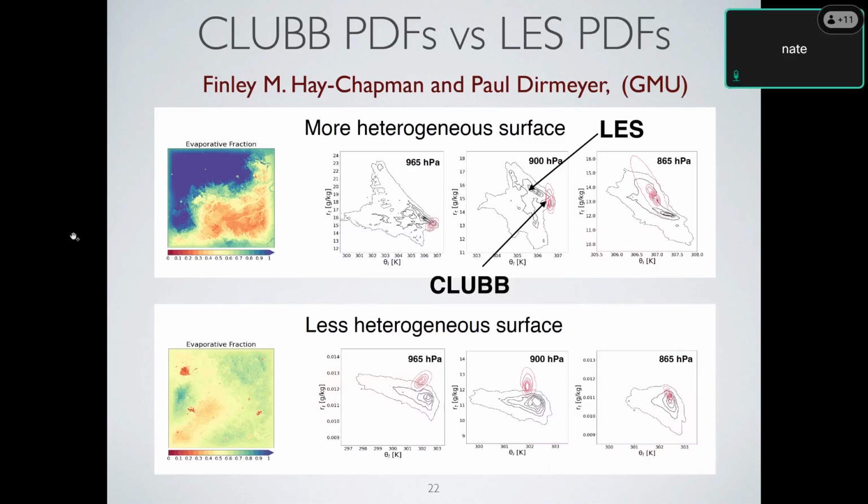Another way that we think about evaluating this is looking at the CLUBB PDFs. So the PDFs that emerge at different levels in your single column model, and then comparing them to the PDFs that we get from the large eddy simulations. So we have in the uppercase a more heterogeneous surface, in the lowercase a less heterogeneous surface. And long story short, especially in the heterogeneous surfaces, what CLUBB is representing in terms of that PDF, the relationship or the histogram between your temperature and your moisture, is very different than what the LES shows, even with this CLASP parameterization at the boundary.